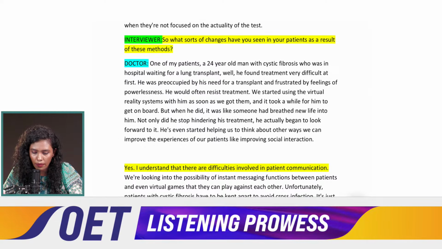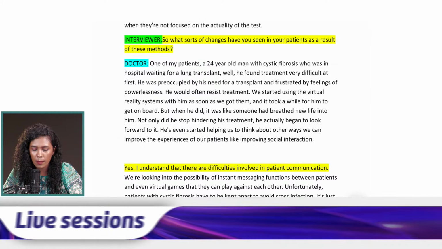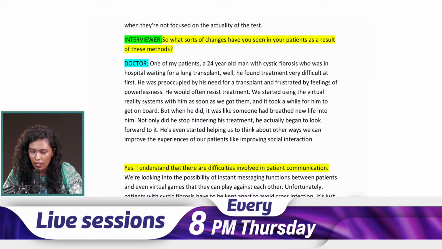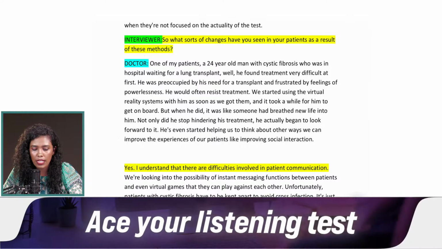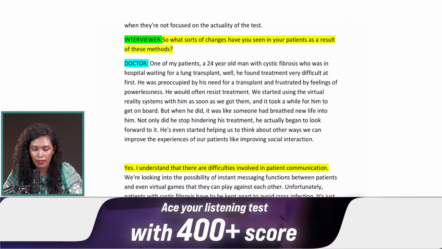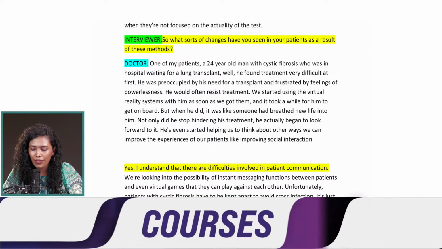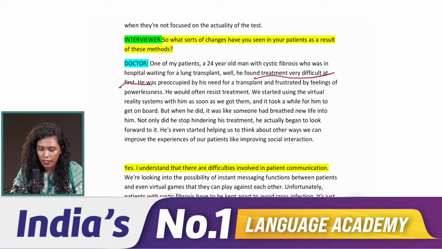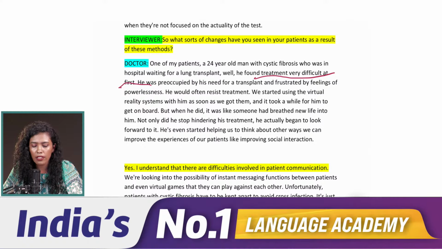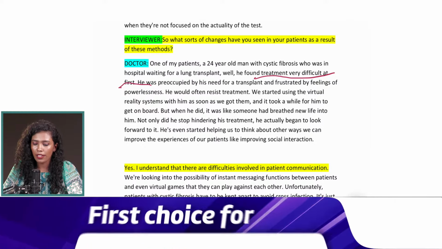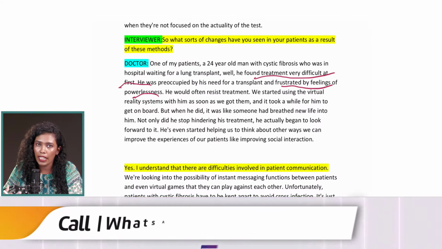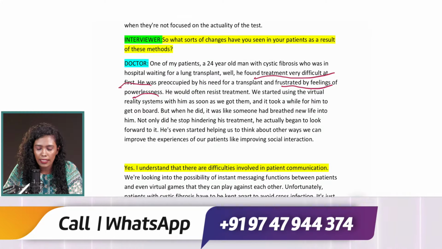So here, as we discussed earlier, he is stating that one of his patients was a 24-year-old man with the condition, and the patient was waiting for a lung transplant and he found treatment very difficult at first. So remember, it was already stated that he was finding the treatment difficult at first. Why? Because he was already preoccupied by his need for a transplant, and he was frustrated by the feelings. It is clear how the patient is feeling, okay? And it is also mentioned he would often resist treatment, okay?